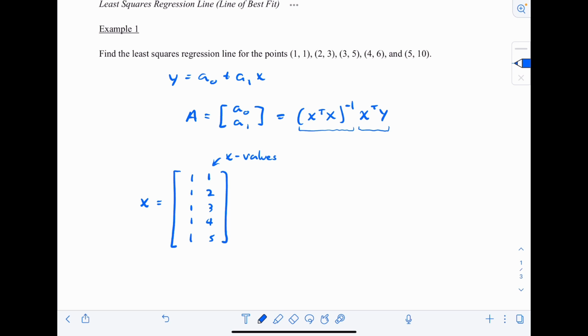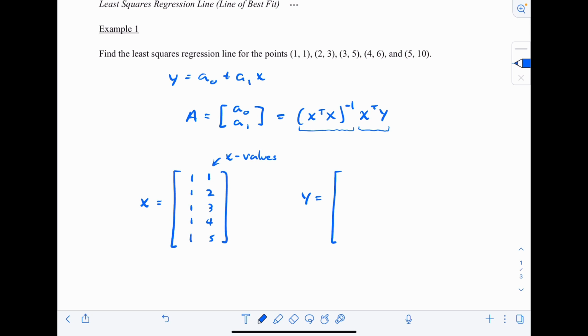The second matrix is going to be y, and this is simply a 1-column matrix. This is going to be all of our y values. So this is where the order is important. I don't have to put my x values in the order 1, 2, 3, 4, 5. I just have to make sure that the y values are in the same order as the x values.